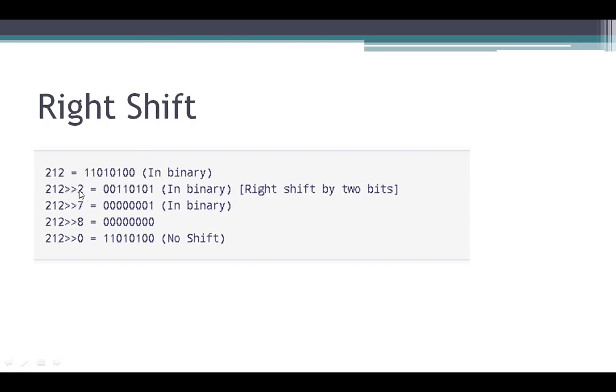Since I have mentioned 2, if you mention 7, what happens? Again, 7: 1, 2, 3, 4, 5, 6, 7, all these bits will fall off, and it starts with 1, and all other positions will be filled with zeros. If you apply 8, everything will go and it starts from 0. If you give 0, nothing shifts, no shift.